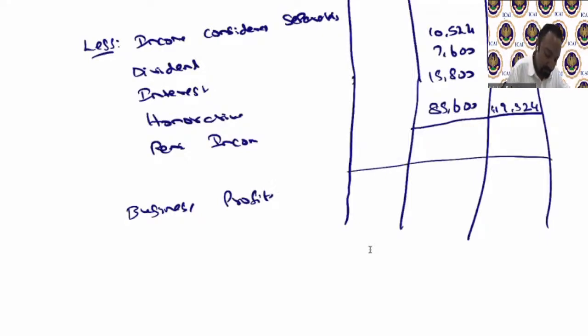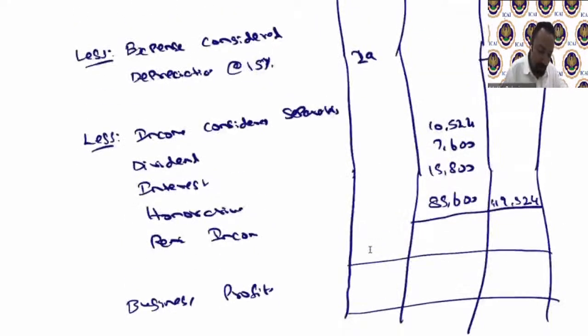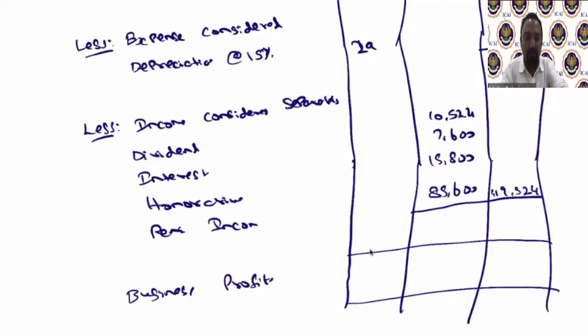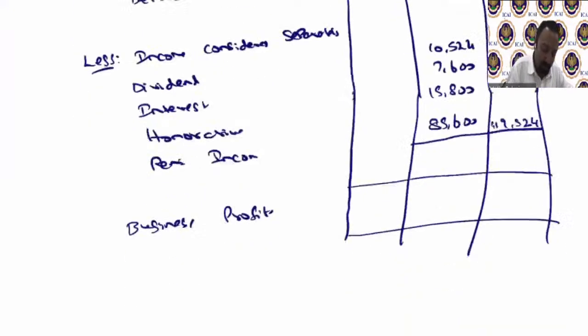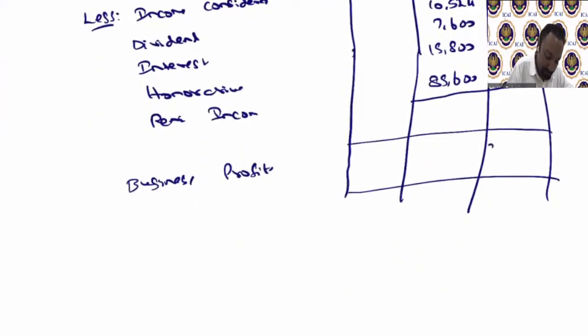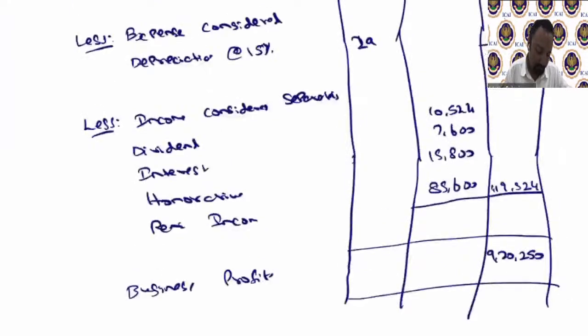So this will typically be 1039,774 minus 119,524. So 920,250. So this becomes your 774 minus your 119,524. Yeah. So 920,250. Okay. So that becomes your income.